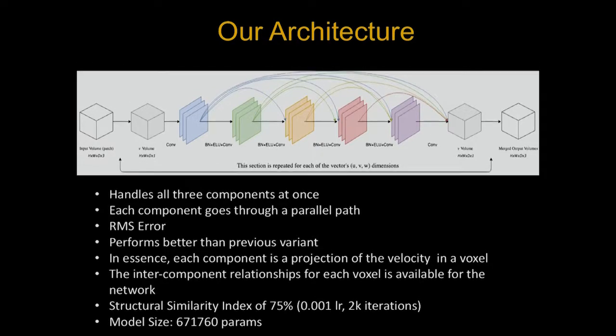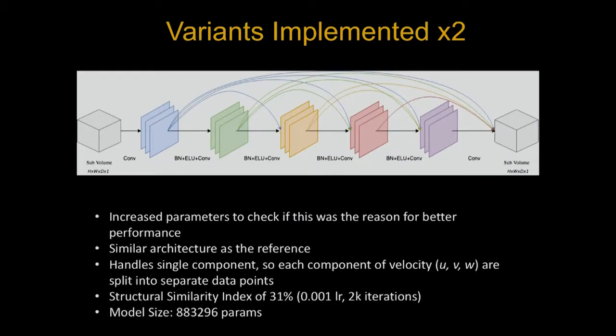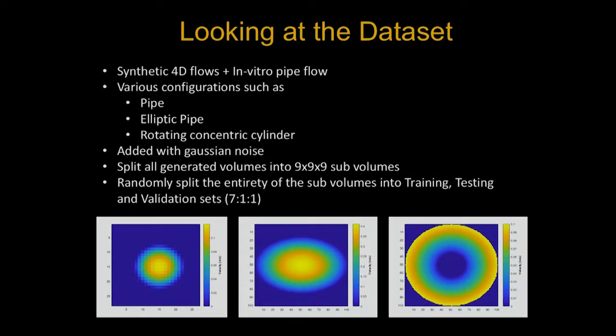And we think the reason is because the network is processing all 3 components at once, so it can understand the intercomponent relationships. So this is interesting because when we compare this to the previous network, it is smaller and still performs much better. So now that we looked at the architecture, let's look at the data set.